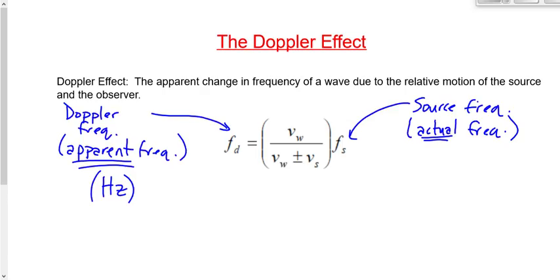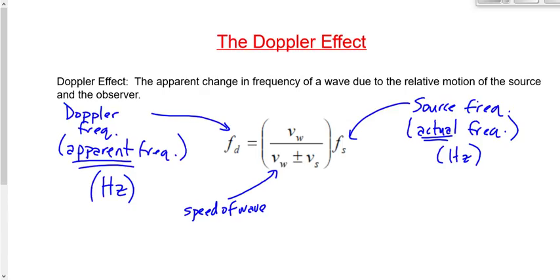What do you think V stands for in this equation? VW or VS? V is speed, right? But speed of what? You've got to be careful out here. VW is the speed of the wave. That's usually sound. Okay, that's usually the speed of sound, but not always. It could be some other wave as well.